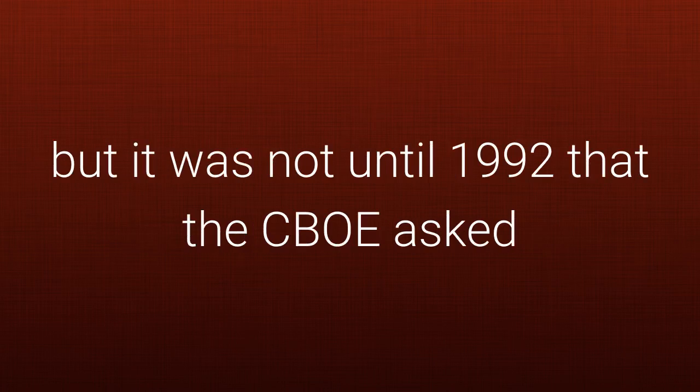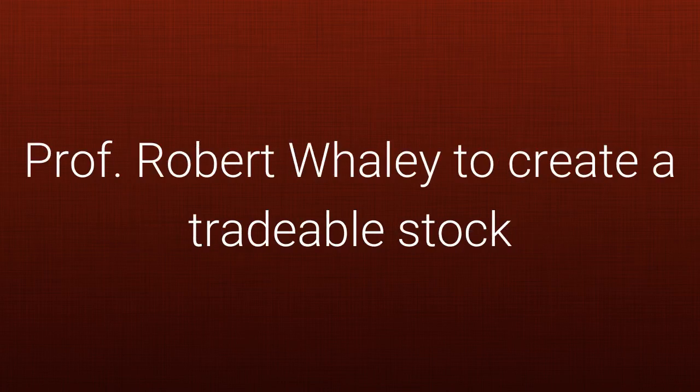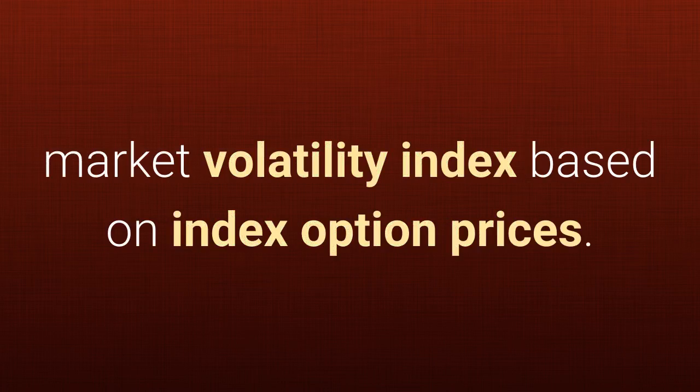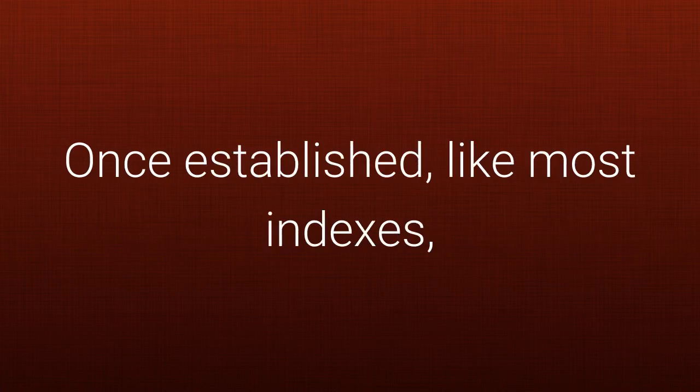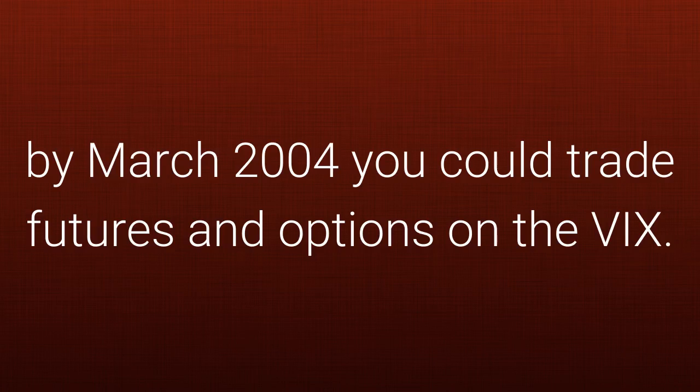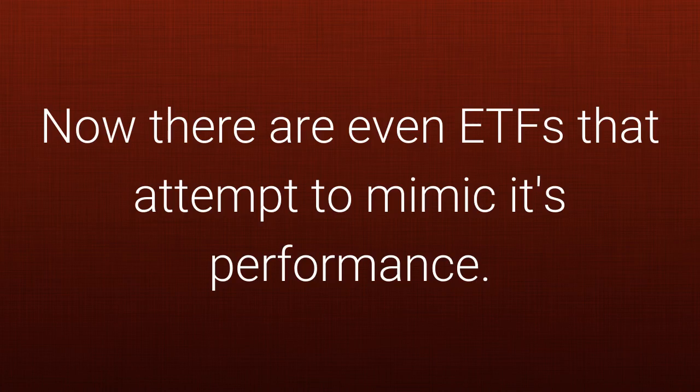It was developed by Professor Menachem Brenner and Professor Dan Galai in 1986 as an academic concept, but it was not until 1992 that the CBOE asked Professor Robert Whaley to create a tradable stock market volatility index based on index option prices. Since then, the VIX has been computed on real-time prices. Once established, like most indexes, by March 2004, you could trade futures and options on the VIX. Now, there are even exchange-traded funds that attempt to mimic its performance.